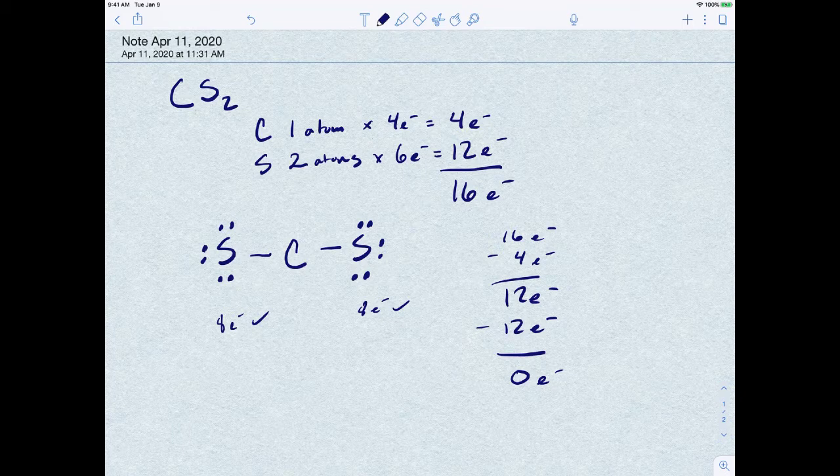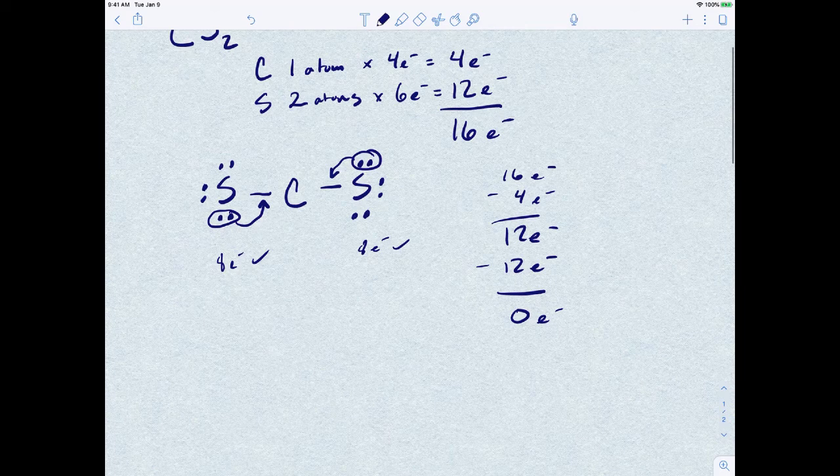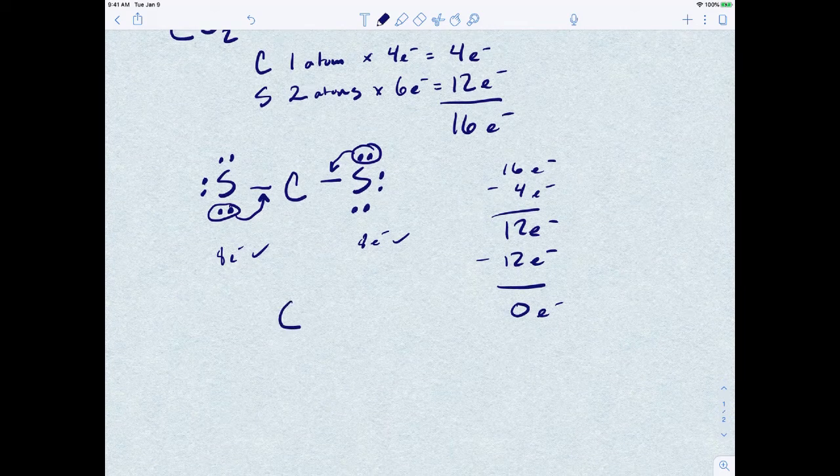The way that we're going to make carbon happy is to take one of the lone pairs from sulfur and use that to form a double bond. I'm going to do likewise to the other sulfur. I'm going to take one of the other lone pairs and also make that into a double bond. So now you have something like this. Carbon is double bonded to sulfur, and carbon has another double bond to the other sulfur.